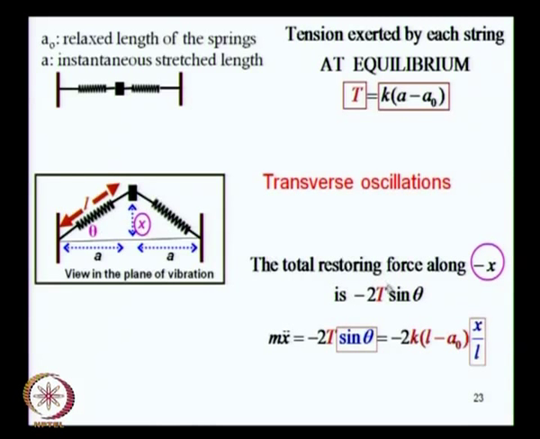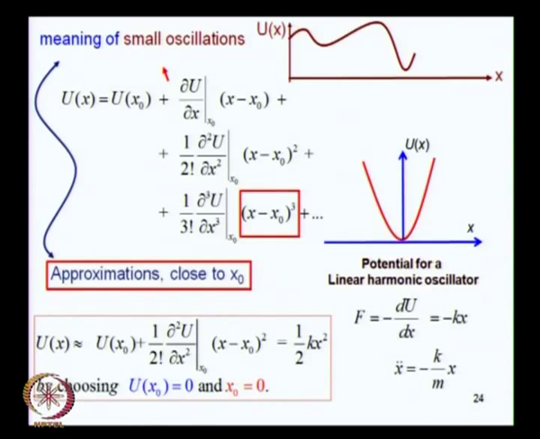So, there will be a sin theta factor, and sin theta, as you can see from this figure, is nothing but the ratio x over L. So, you have 2k(L minus a0) x over L. This is the kind of transverse oscillation that you can expect when you have a mass which is sandwiched between two springs, but set into oscillations not along the length of the springs, but along the transverse direction. So, this is again an example of two springs acting together.